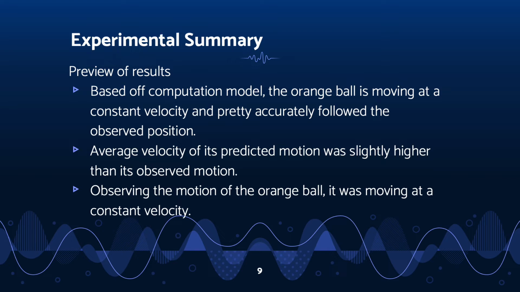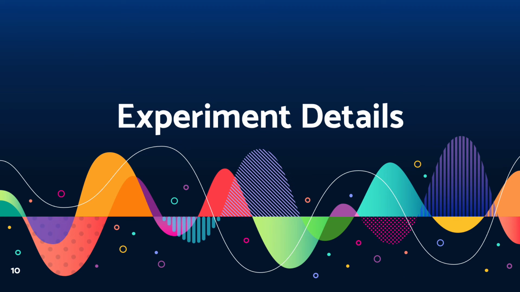Preview of my results. Based off my computational model, the orange ball was moving at a constant velocity and pretty accurately followed the observed position. The average velocity of its predicted motion was slightly higher than the observed one, and observing the motion of the orange ball, it was moving at a constant velocity. In the previous slide, I briefly went over my results, but without further ado, here are all of the results and findings of my experiment.